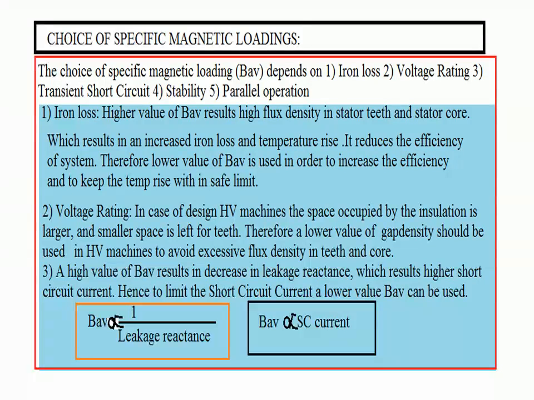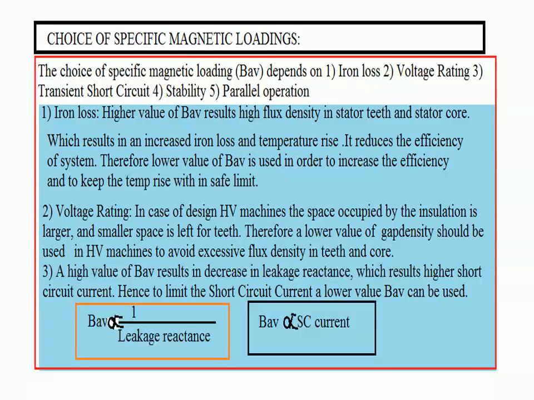Number 2, voltage rating. In case of design of HV machines, the space occupied by the insulation is higher, larger space is required. Hence, space left for teeth is very less. Therefore, a lower value of flux density should be used in HV machines to avoid more flux density in teeth and core. That is the second aspect.